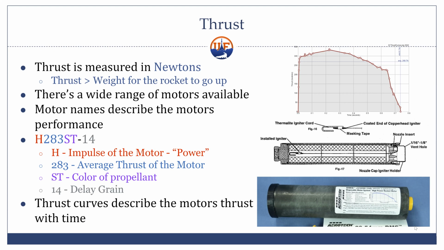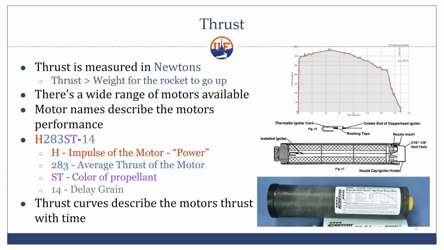And there's a wide variety of motors available. So we need a way of actually distinguishing one motor from another motor to determine what it is. The way that we do that is we just use the motor's name within the rocketry industry. So for example, here, there's the H283ST-14, which is a common motor that we use.